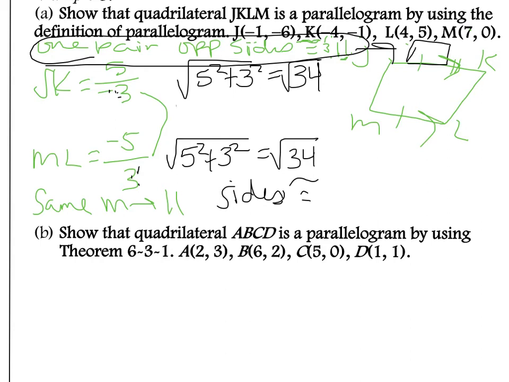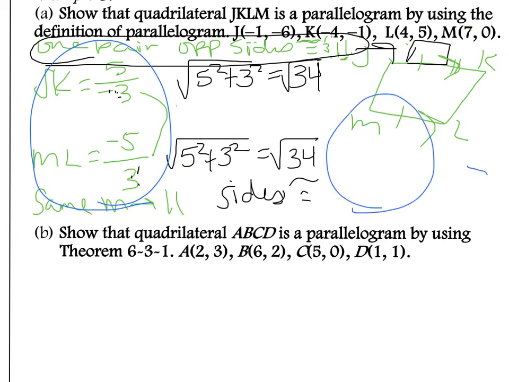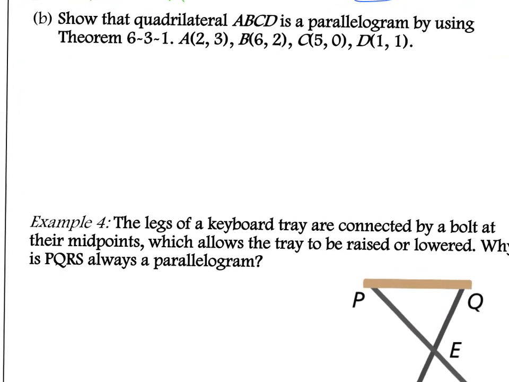Some of my other students who don't like to do distance formula will just do the slopes of all four sides, and then they'll say, okay, these two slopes are the same, so these two sides are parallel. These two slopes are the same, so these two sides are parallel. Both pairs of opposite sides are parallel, so therefore it is a parallelogram. So if you like that way, you can do that way as well.